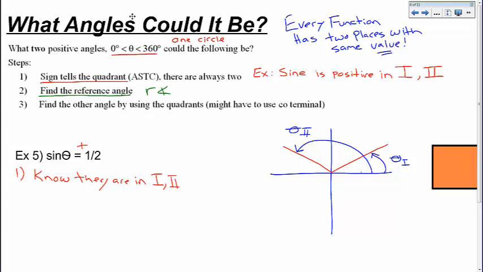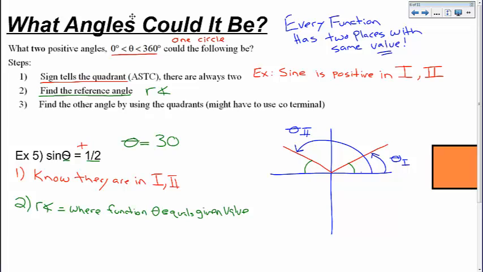Next, we're going to find the reference angle. We do this by determining the acute angle that will make our function of theta equal to the exact value. In other words, what value of theta will make this statement true? Well, we know that the sine of 30 degrees is equal to 1/2. So we know that our reference angle here is equal to 30 degrees.